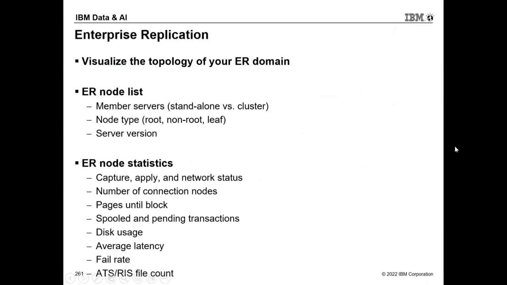Enterprise Replication has some similar features. You can see a node list of member servers, standalone versus cluster, node types, server versions. The ER node statistics that capture, apply, and network status, number of connections, pages until block. Spooled and pending transactions, disk usage, average latency, the fail rate, and ATS and RIS file counts.